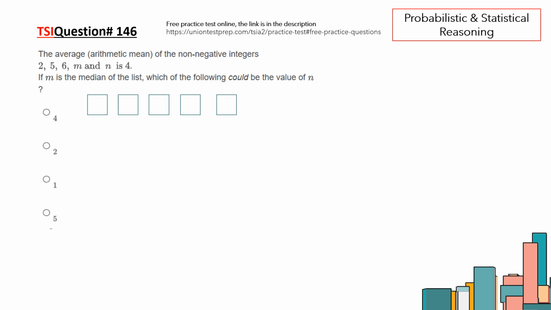The first clue we have is the average of the 5 numbers, so let's focus on that. We have 2 plus 5 plus 6 plus m plus n. That is the sum of all the numbers, and then we divide by the total of 5 numbers, and it equals 4. That's the average, the mean, equal to 4.